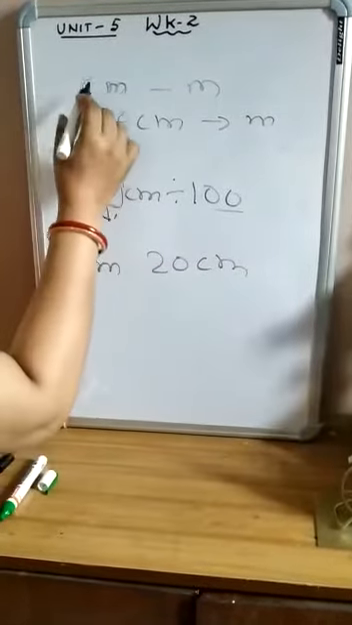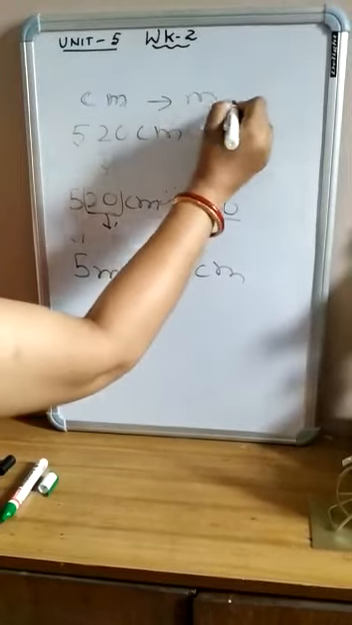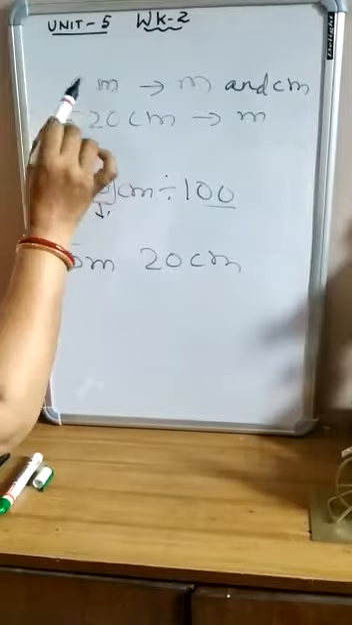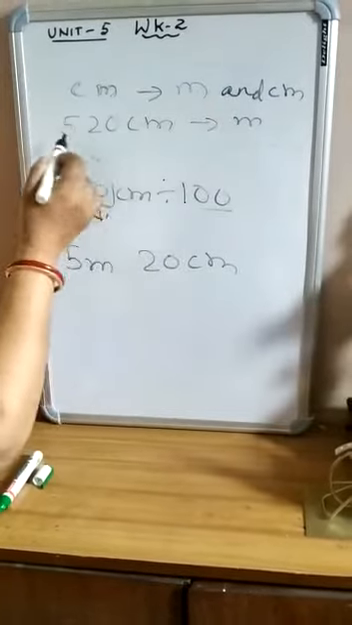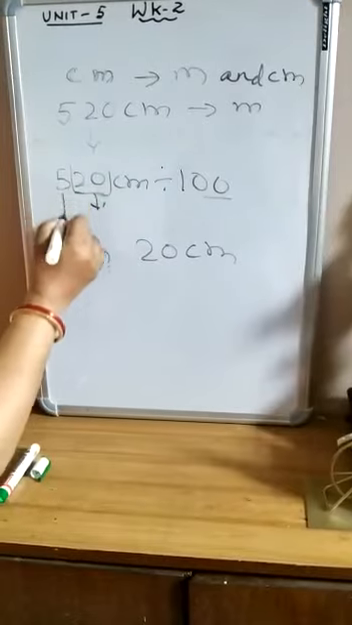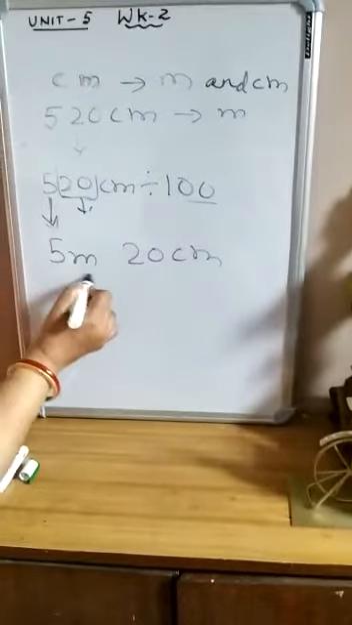Here you have to convert from centimeter to meter and centimeter. Okay. So in order to convert from centimeter to meter and centimeter, what we will do? 520 centimeter will be divided by 100. So the quotient, that is 5, will become meter, and the remainder becomes centimeter.